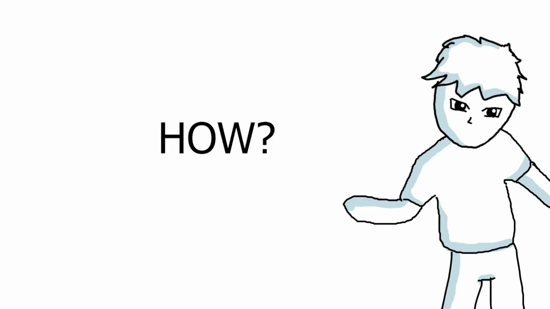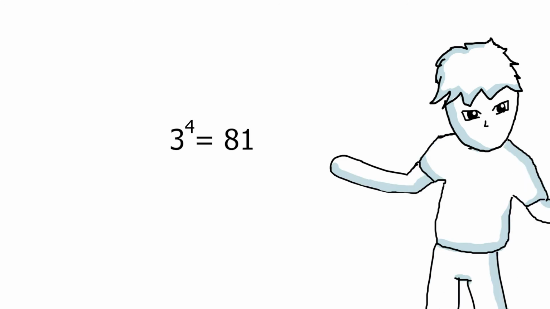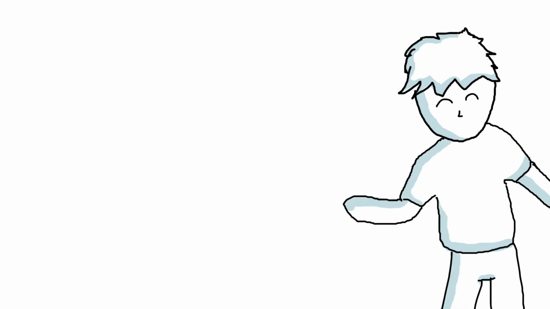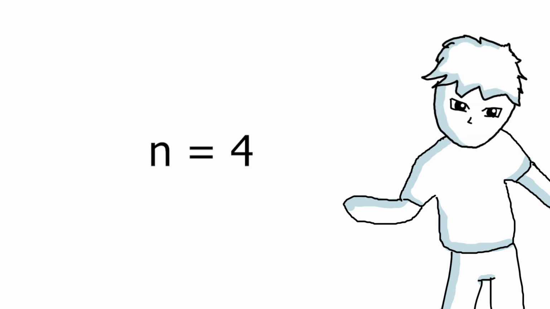Now how did I come to know the number of digits in the third base? The highest power of 3 that is closer to 65 is 27, which is 3 raised to 3. I cannot take 3 raised to 4, that is 81, because 81 is simply greater than 65 and it cannot be a 5-digit number. Now that we know that the highest exponent of alpha would be 3, that means we have 4 digits, because alpha raised to n minus 1 into an, where n is equal to 4 and n minus 1 is equal to 3.